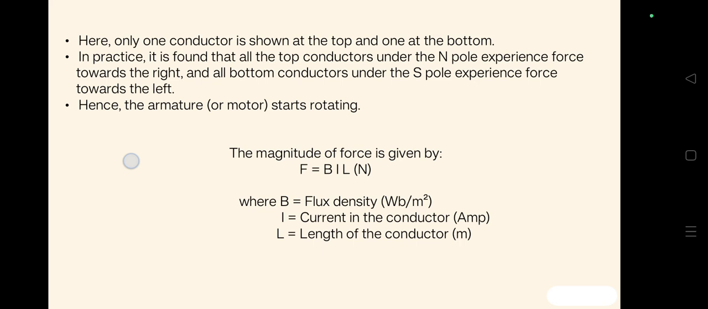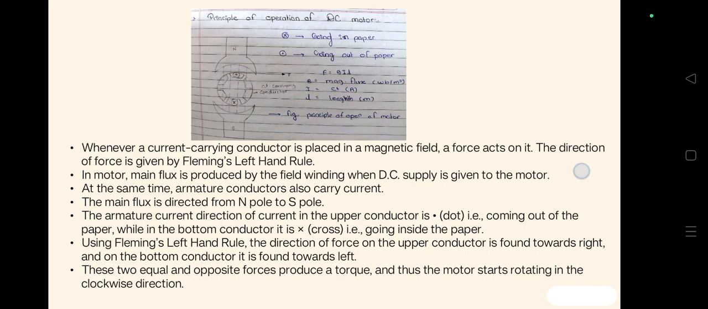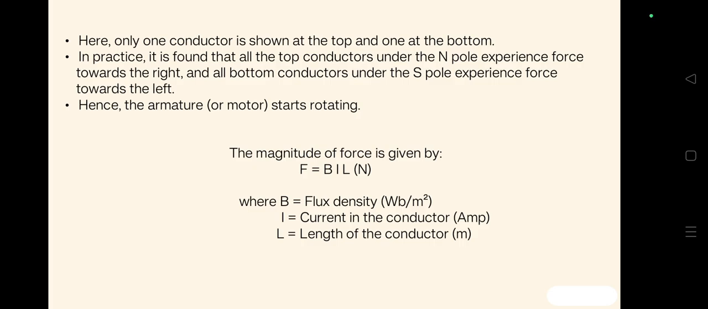The magnitude of force acting on the conductor is given by F = BIL, where B is the flux density, I is the current, L is the length of conductor. This equation shows that force depends on current, magnetic field strength, and conductor length.